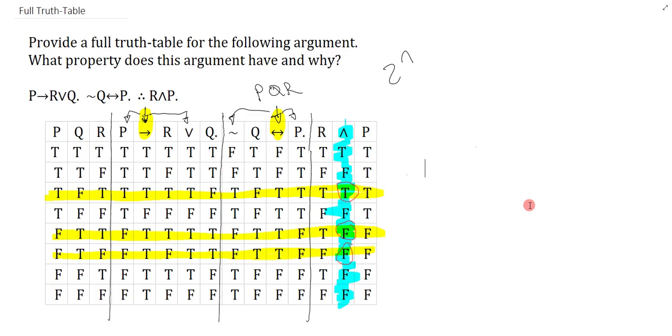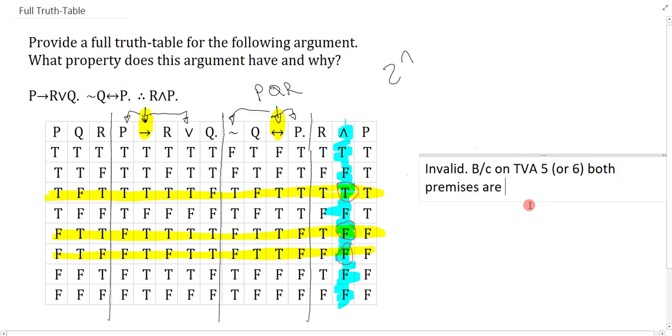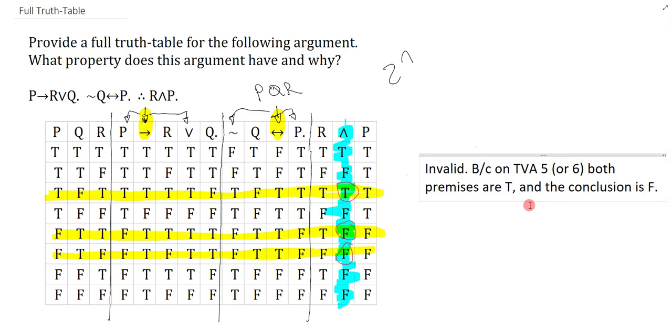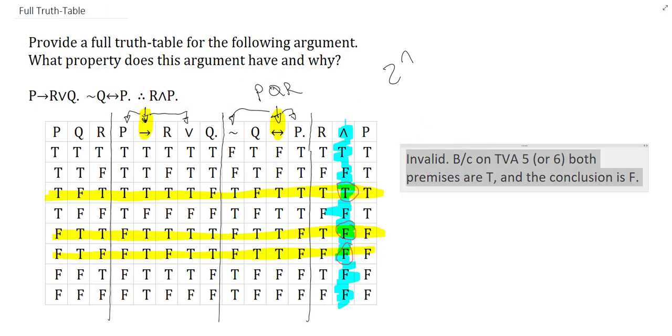So what property does this argument have? Well, this argument is invalid. And we can just say it's because on TVA 5, you could have said 6, you could have said both. It doesn't really matter because all we need is just one TVA. So I'm going to say on TVA 5, both premises are true and the conclusion is false. And so that is enough to justify my claim that this argument is invalid.